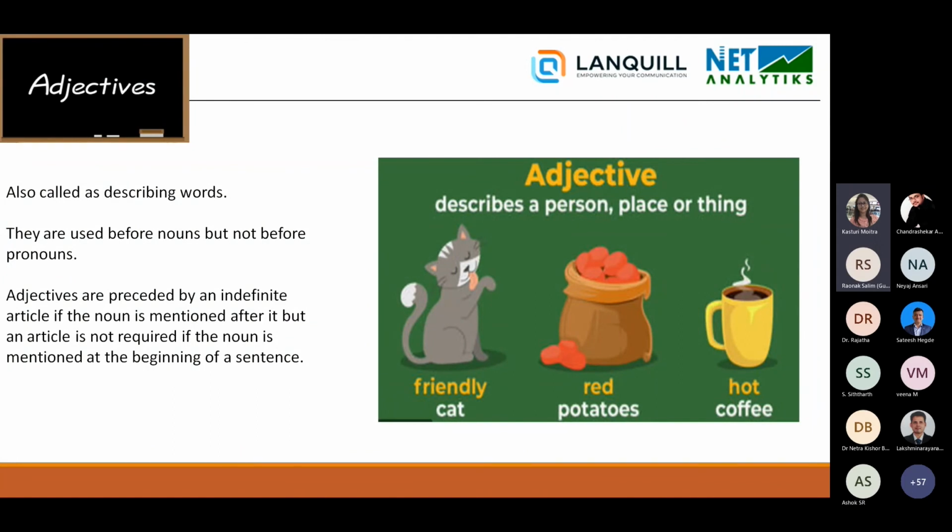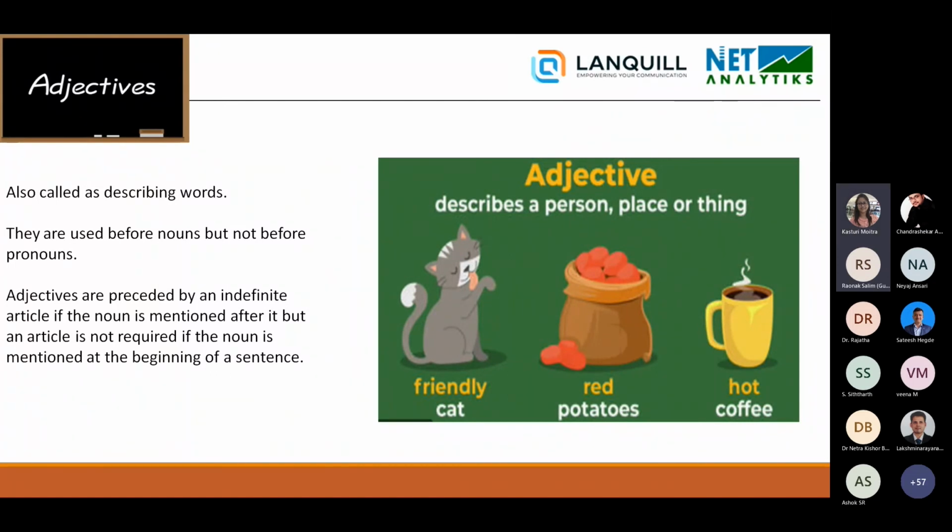If I say Bangalore is a beautiful place, I'm talking about Bangalore, which I've already denoted in the sentence. I've mentioned Bangalore at the very beginning. Whether Bangalore is a person, a place, or a thing is mentioned at the end of the sentence by saying Bangalore is a beautiful city. What kind of a city is Bangalore? It is beautiful. That particular word, beautiful, is giving me more information about Bangalore. Thus it is a describing word, and grammatically we call it an adjective.